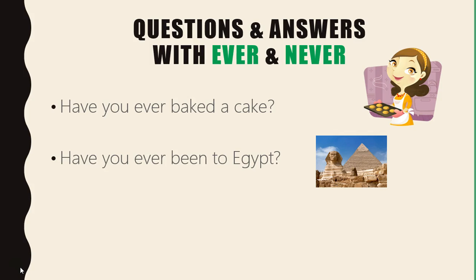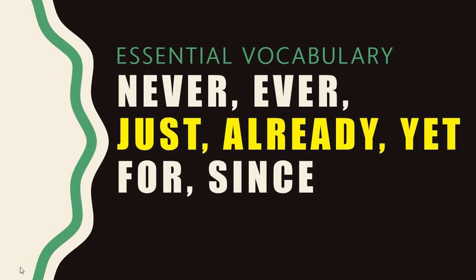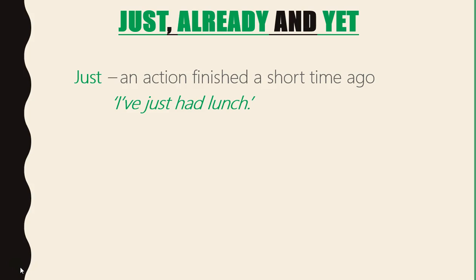And we can also ask fun questions as well. So here we have a picture of a girl. Looks like she's kissing a camel. Have you ever kissed a camel? So you can have a lot of fun asking and answering questions with your friends, with your partners, using ever and never. Okay, next up we're going to look at these 3 words, just, already, and yet.